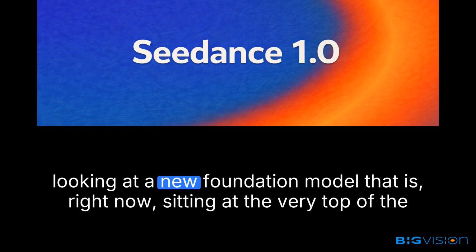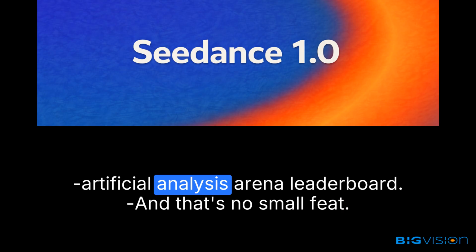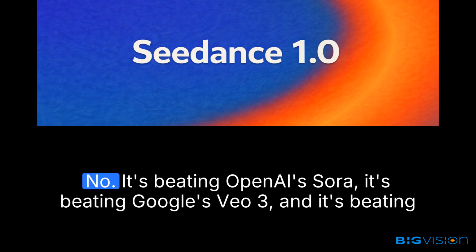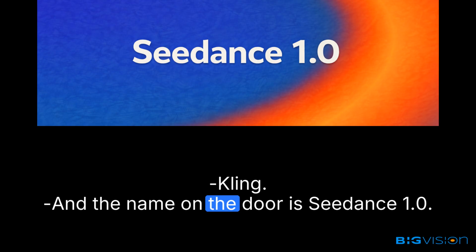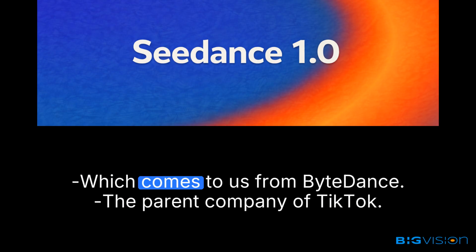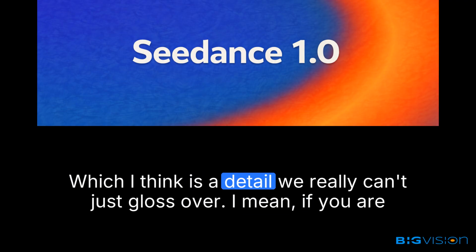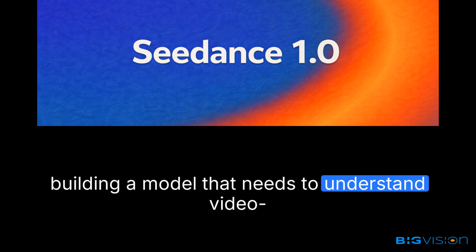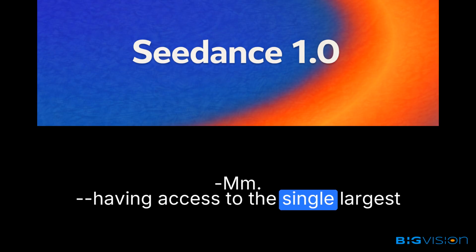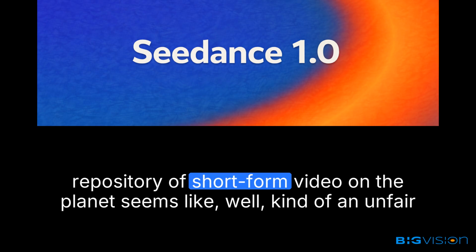We are looking at a new foundation model that is right now sitting at the very top of the Artificial Analysis Arena leaderboard. And that's no small feat. It's beating OpenAI's Sora, it's beating Google's Veo 3, and it's beating Kling. The name on the door is Seedance 1.0, which comes to us from ByteDance, the parent company of TikTok. Which is a detail we really can't just gloss over. If you are building a model that needs to understand video, having access to the single largest repository of short-form video on the planet seems like, well, kind of an unfair advantage.